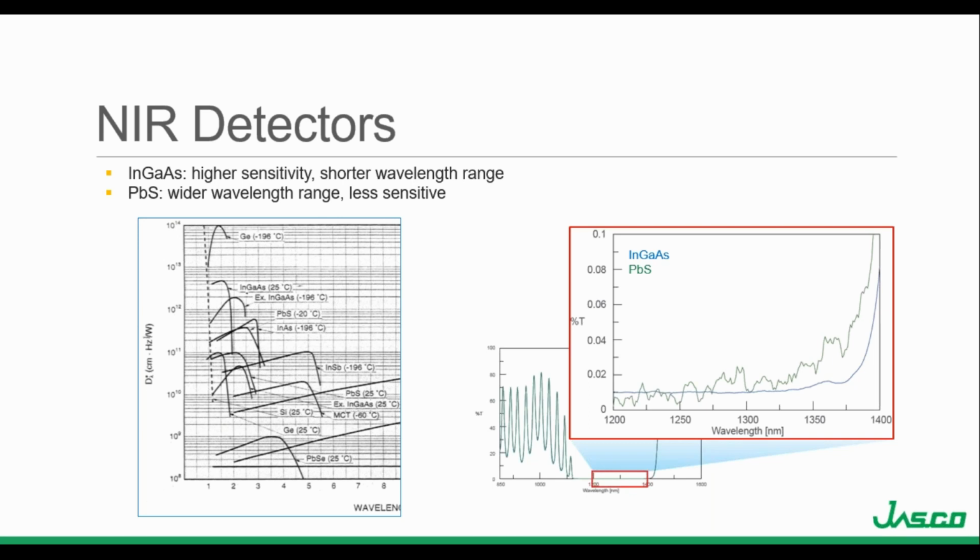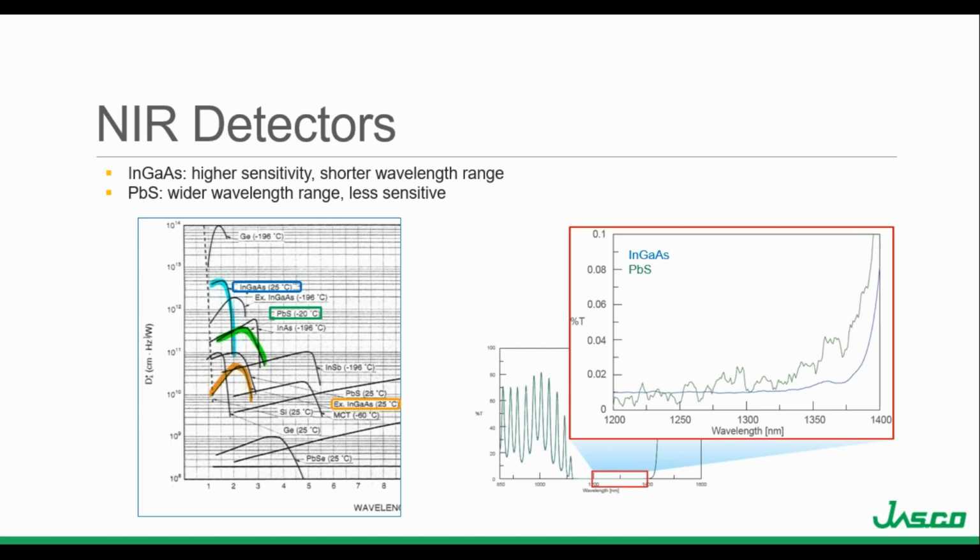The figure on the left shows the D star values for different detectors as a function of wavelength. So the higher the D star, the better the sensitivity of the detector. So the InGaAs detector, which I've highlighted here in blue, is more sensitive than the lead sulfide detector highlighted in green, but it has a shorter wavelength range. So while there are other InGaAs detector options, shown here in orange, with extended wavelength ranges, the sensitivity of those is even less than the lead sulfide detector option.